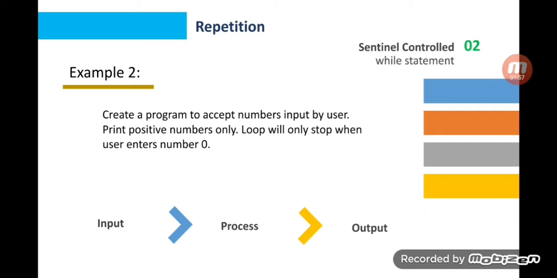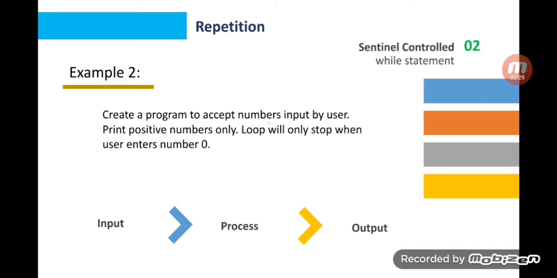Okay, now let's go to example 2. Create a program to accept numbers input by user. Print positive numbers only. Loop will only stop when user enters number 0. Okay, so kita analyse dulu question ni. Problem ni, accept number.